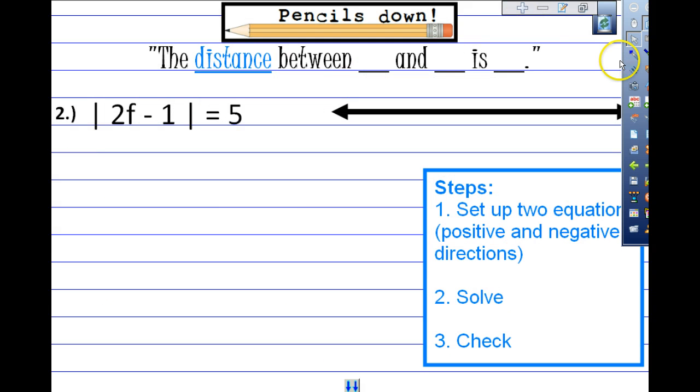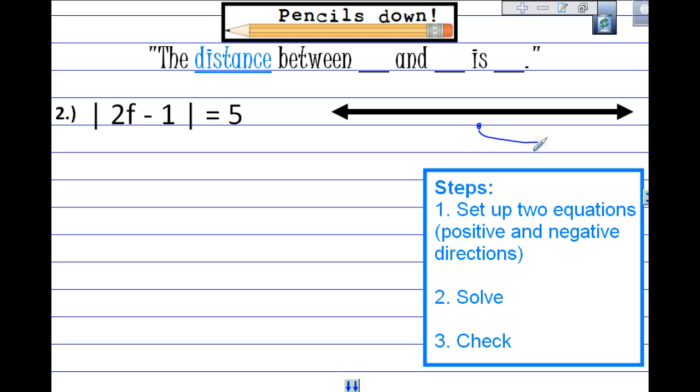Alright. I'll do another one just a little bit faster, not as much explanation, and then I'll let you guys just try some on your own, make sure you got it. Okay. This time, I'm not going to do the graph to start off with. But I know I have a center. And I know there's something that's 5 to the right, and I know there's something that's 5 to the left.